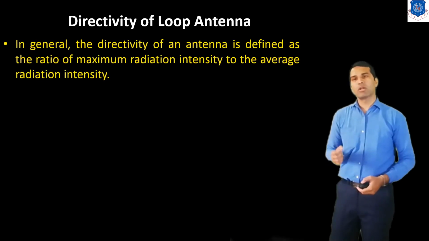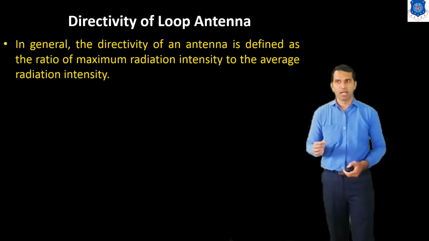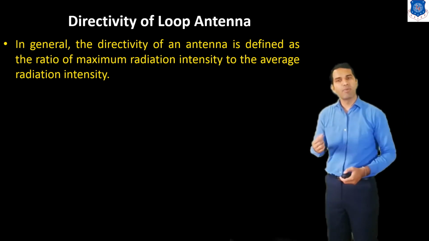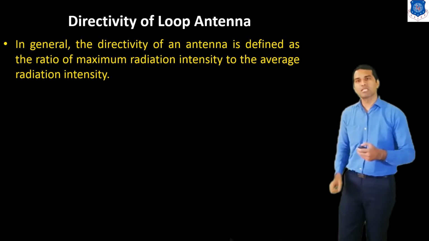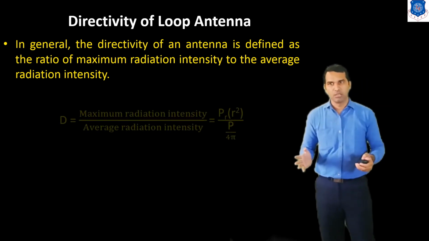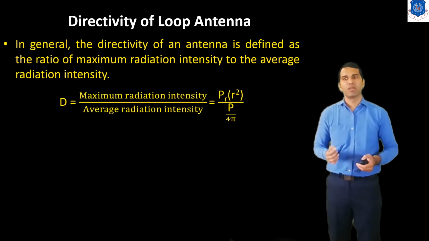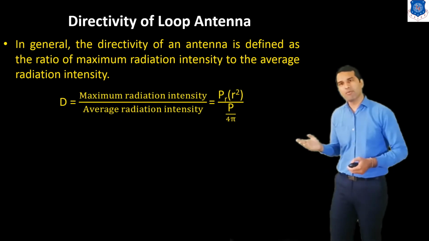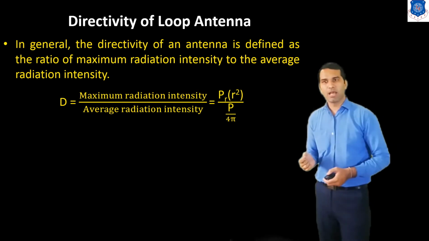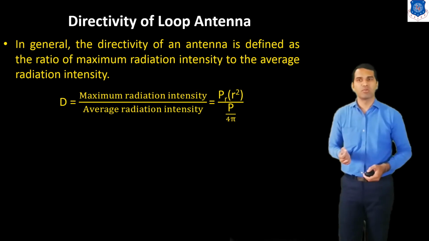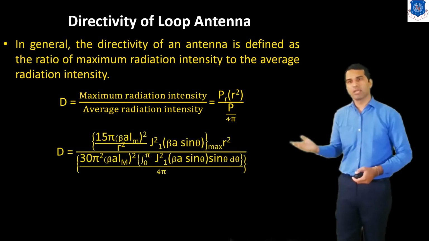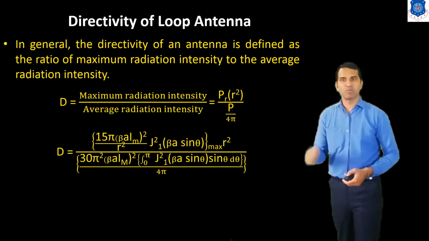Now we discuss the directivity of the loop antenna. In general, the directivity of an antenna is defined as the ratio of maximum radiation intensity to the average radiation intensity. So we can write this equation as maximum radiation intensity upon average radiation intensity. The average radiation intensity is the ratio of P upon 4 pi.